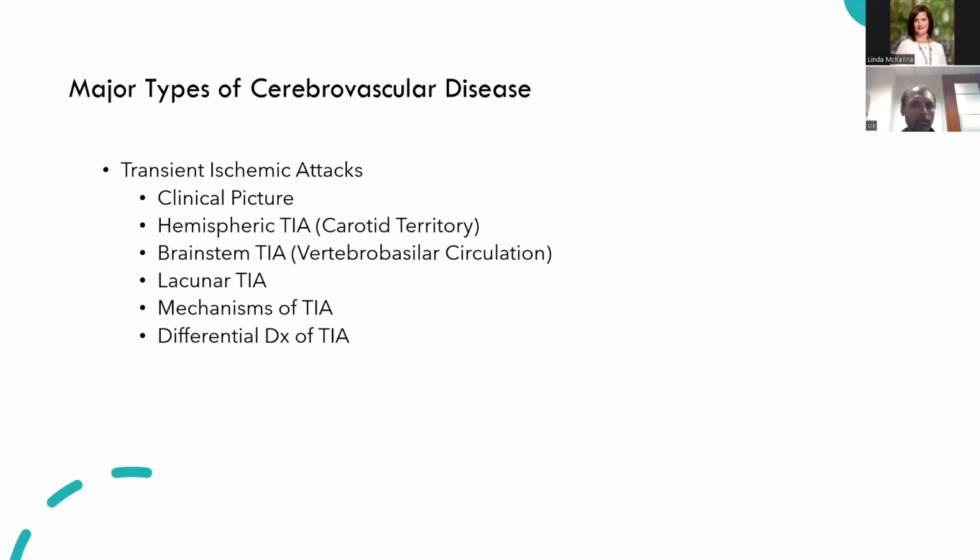So what are the major types of cerebrovascular disease? We talked about TIAs, but also brainstem TIAs, lacunar strokes, and also hemispheric strokes. This talk is primarily going to focus on the hemispheric strokes, hemispheric anatomy, and then perhaps subsequent talks can focus more on lacunar anatomy.